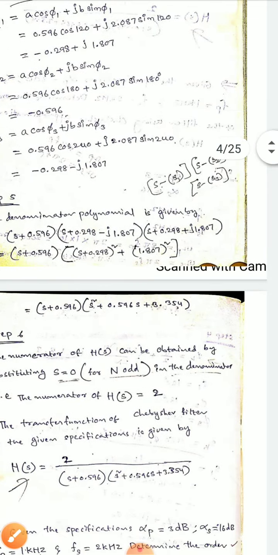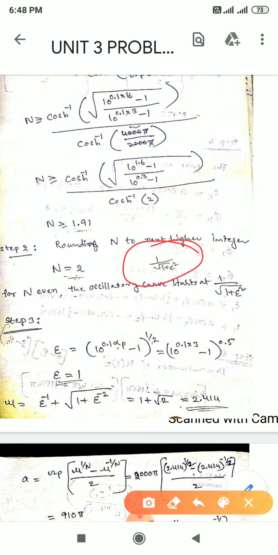Coming to our problem, the equiripples in the pass band, for capital N even, start at 1 by square root of 1 plus epsilon square. This is the second step. What is the third step? We are calculating the parameters before calculating the poles of the filter.